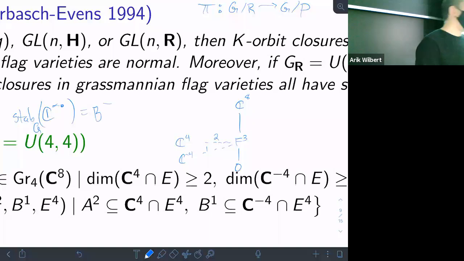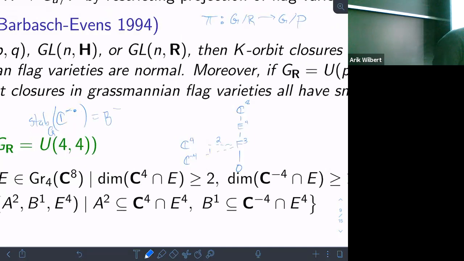And then you pull it back to include four spaces, four planes. So if you pull it back to a larger flag variety, you get that. And so that's why it's a smooth space. It's a fiber bundle over a smooth K-orbit with smooth fiber.